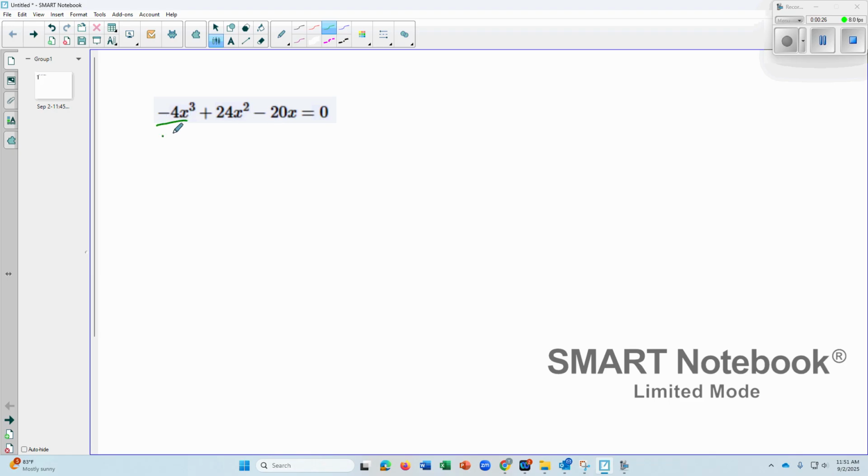So if we want to, we could. That would make life easier if we divide everything by negative 4. It just can't do the x, okay? So when we do that, that will make this x to the power of 3. This will become minus 6x squared. And let's see, this will become a plus 5x equals 0.